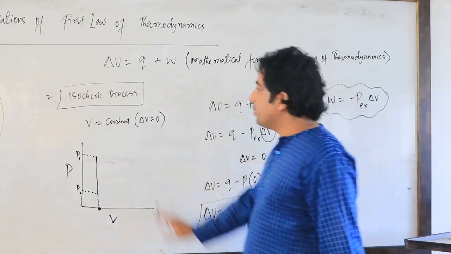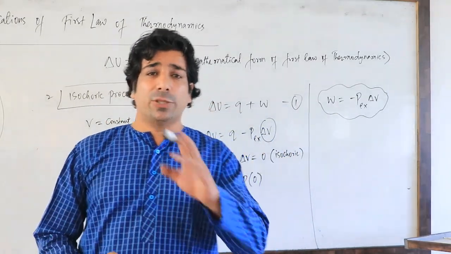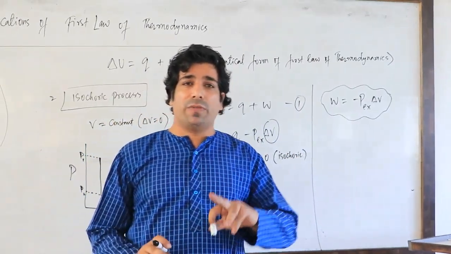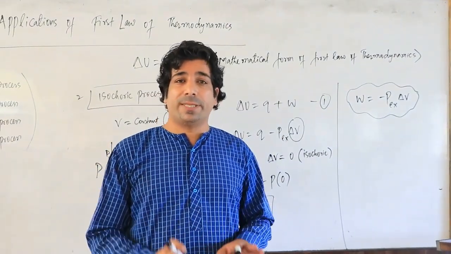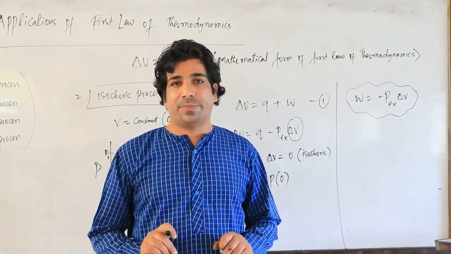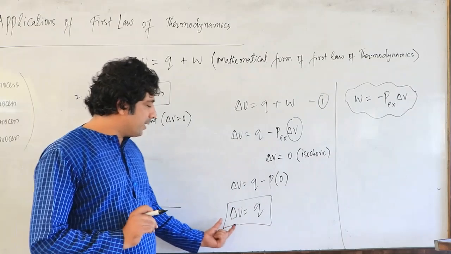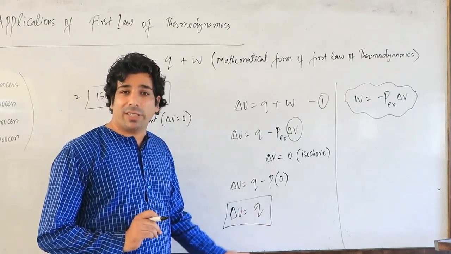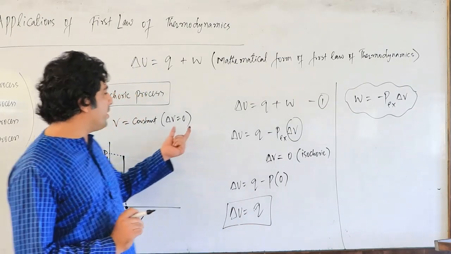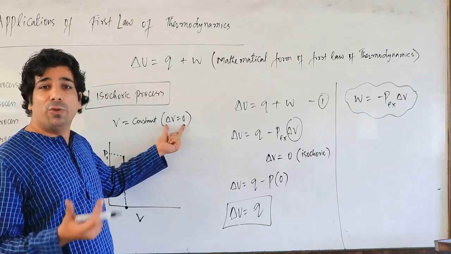So for the isochoric process, there is no role of work. In the isobaric process you have seen there is a role of heat as well as the role of work with respect to the internal energy of a system. But in the case of the isochoric process, there is a relationship between internal energy and heat. Work is not there. Why? Because the change in volume is 0. When volume is not changing, no work is done.